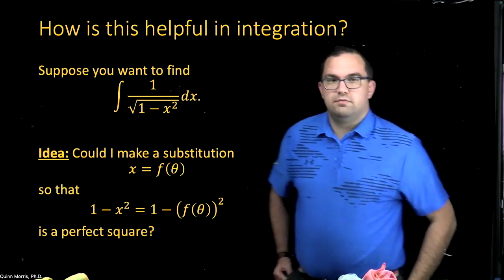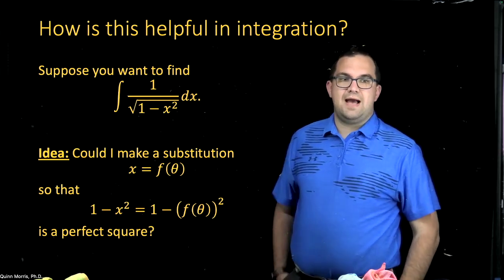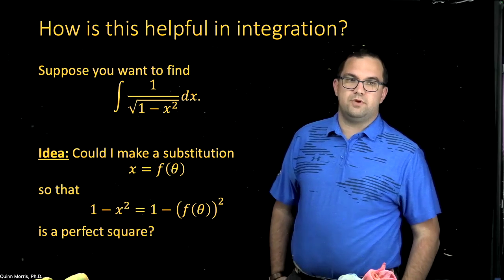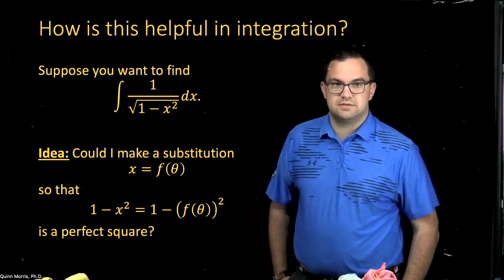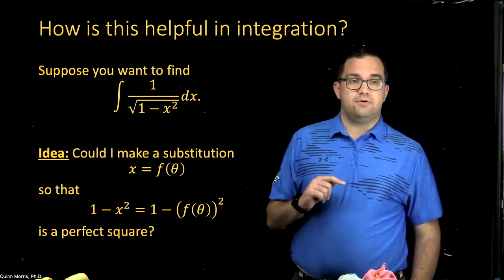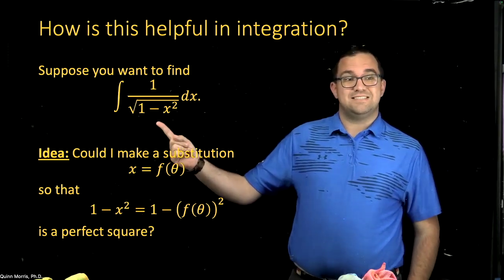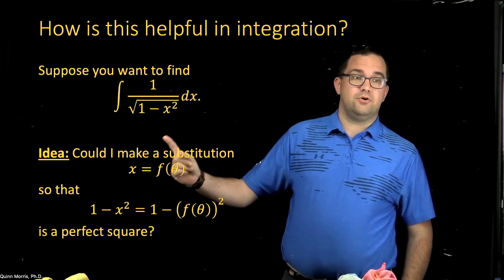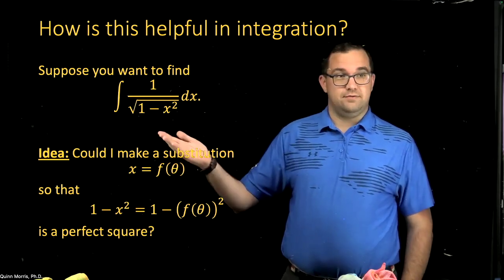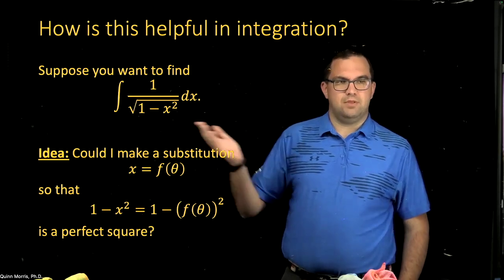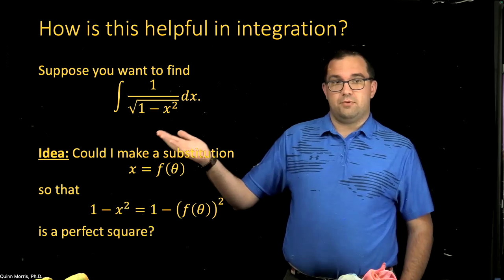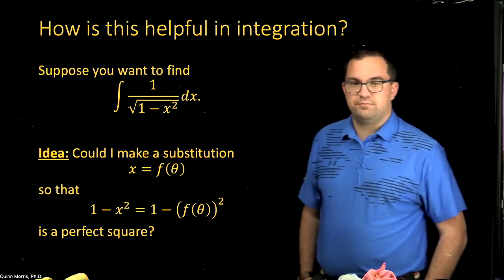All right, so to integration, suppose I asked you to find the integral of 1 over the square root of 1 minus x squared dx. Now, there's a possibility that you may remember from Calculus 1 that this is the derivative of a particular inverse trig function. If you remember that, great. But I want to use this as an example. Let's pretend that we don't remember it. And so if we don't remember it, how might we solve this problem?